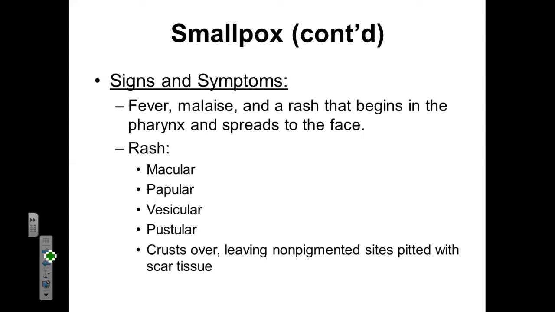Smallpox has signs and symptoms that can be similar but more profound than chickenpox. There'll be fever, general malaise, and a rash that begins in the pharynx and mouth and will spread to the face. This rash is macular, papular, vesicular, and pustular. It's a nasty rash. It will crust over, and it's going to leave non-pigmented sites on the patient that are pitted with scar tissue. Unlike chickenpox, which rarely causes scarring, smallpox almost always causes scarring wherever one of the papules bursts.